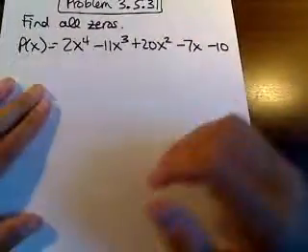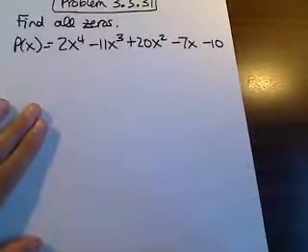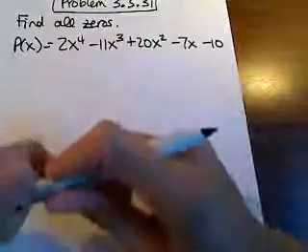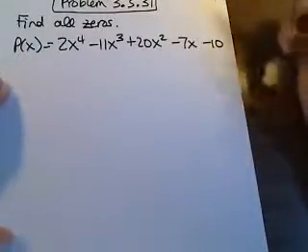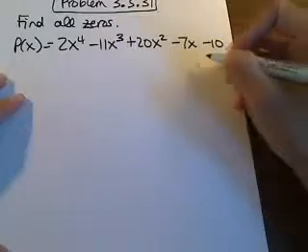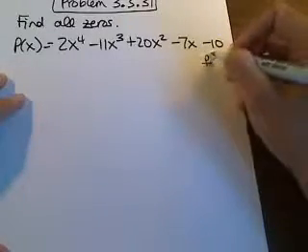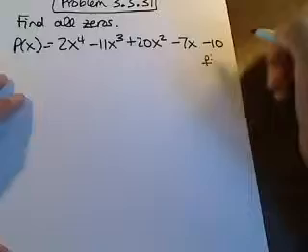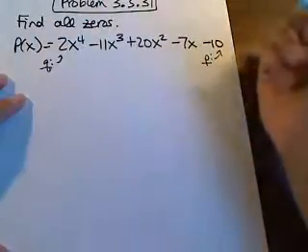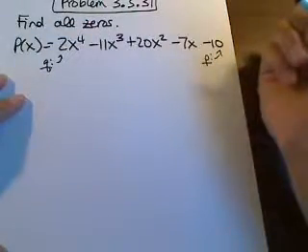Okay, so this is problem 3.5.31, and we're supposed to find all zeros, and this is the function that they're giving us. And so what we want to do when we're finding the zeros is we want to first of all make a PQ list. And P is going to be all of the factors of our constant term, and that's this right here, and Q is going to be all of the different factors of the coefficient of our highest power.